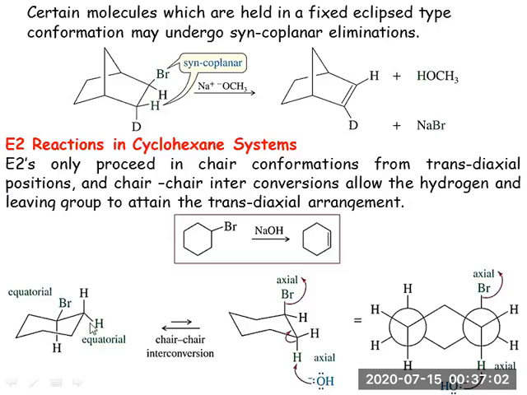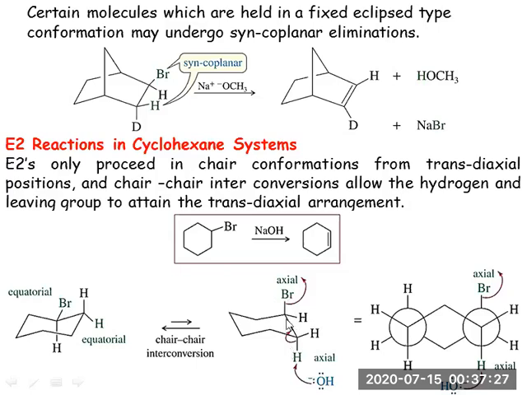Take this example now. This is a cyclohexane. Br is a leaving group. Br is equatorial. Okay, so if this chair flips, it gets converted by ring flipping. We already studied this in cyclohexane. This goes up, this comes down. Equatorial becomes axial, and axial becomes equatorial. So Br equatorial becomes Br axial.